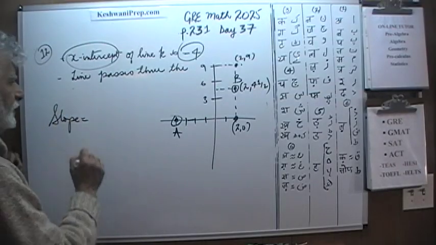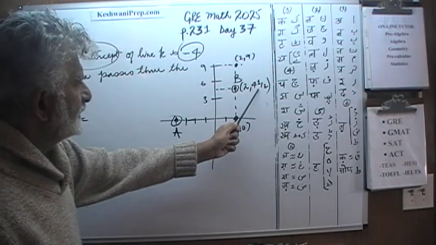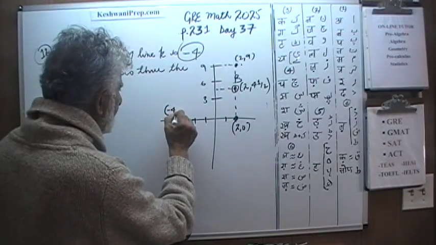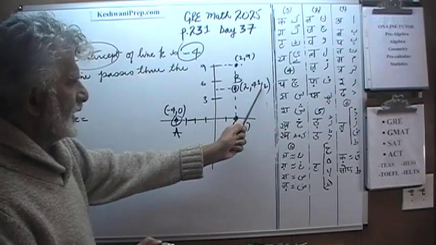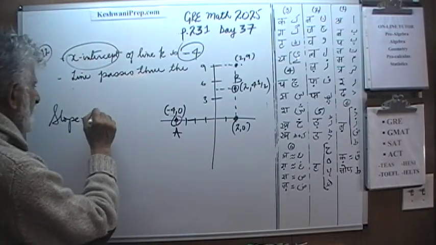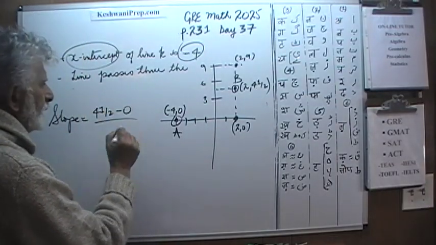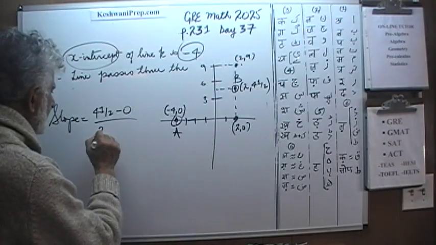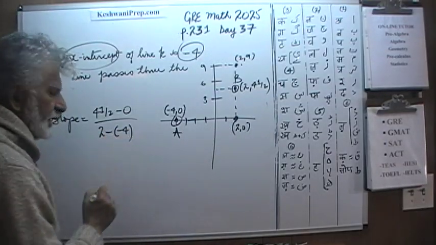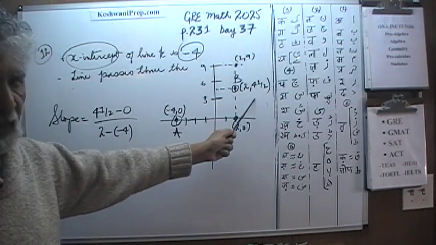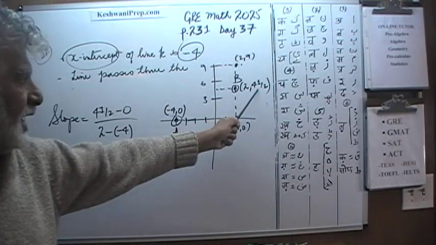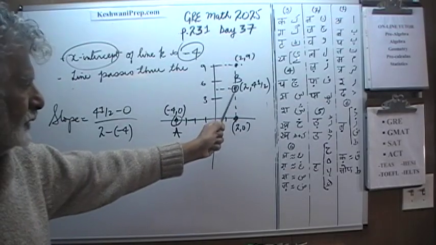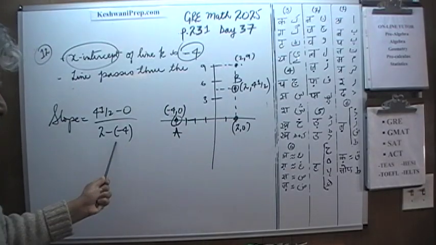Slope is equal to the change in y-coordinate, which is 4.5 minus 0, and the change in x, 2 minus -4. This is where you have to pay attention. I'm using point B first. So it's 4.5 minus 0, and similarly 2 minus -4. That's what we're looking at.